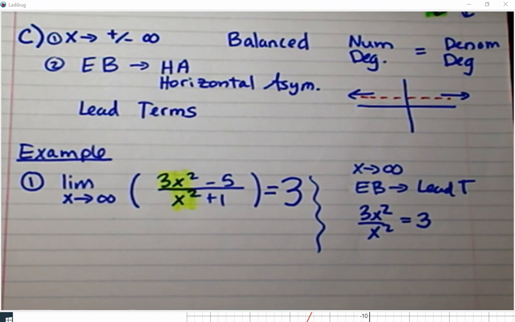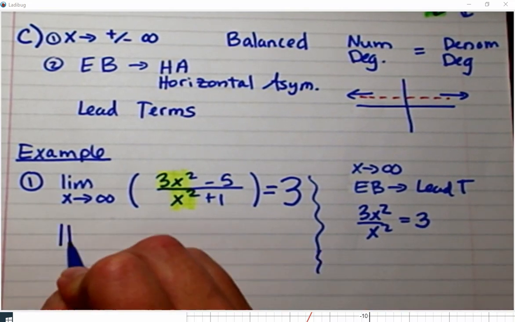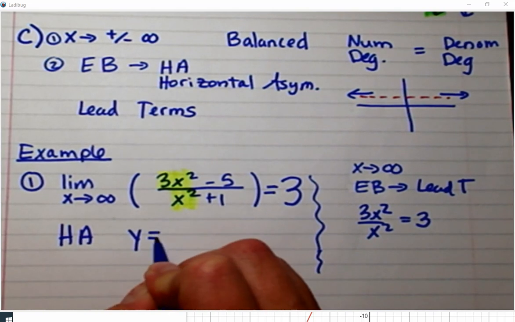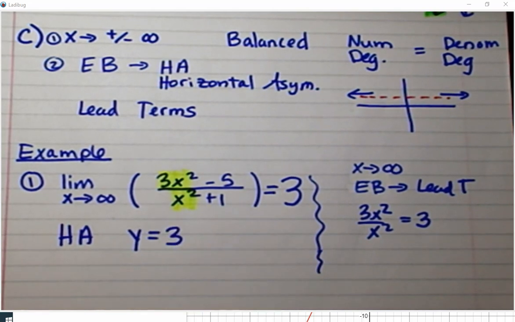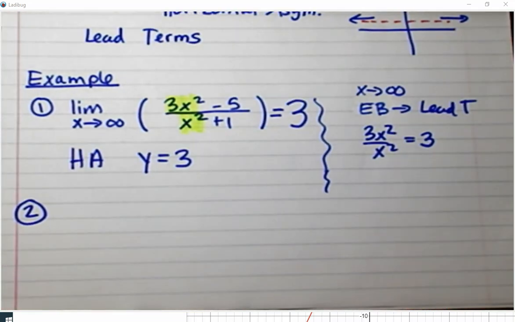Yeah, I started with the hardest examples because you're freshest. Okay. Now, what does that mean graphically? It means that the horizontal asymptote is y equals 3. You know how we identified graphically holes and points and vertical asymptotes? This is a horizontal asymptote at y equals 3. Okay. Second example. They get faster because they get easier.